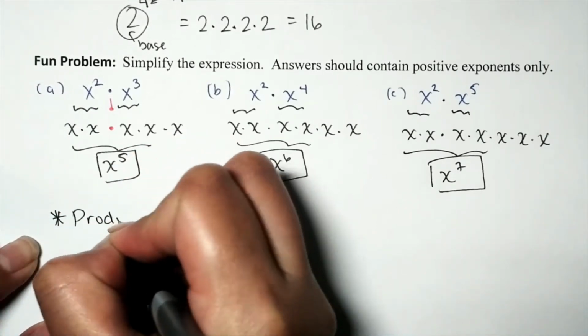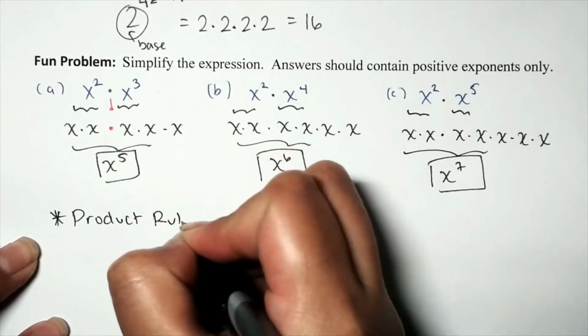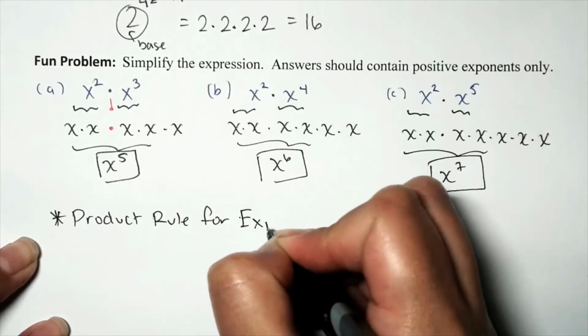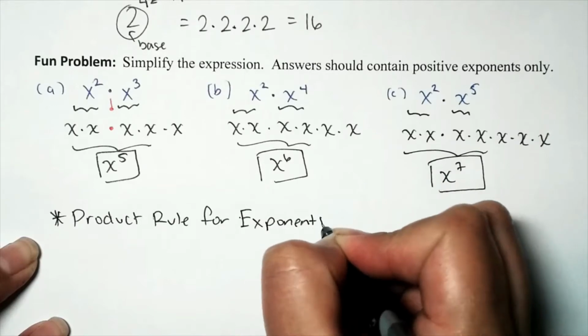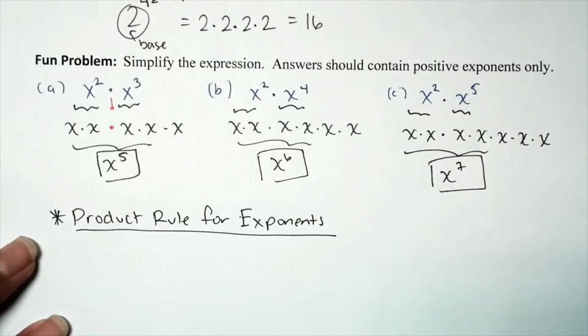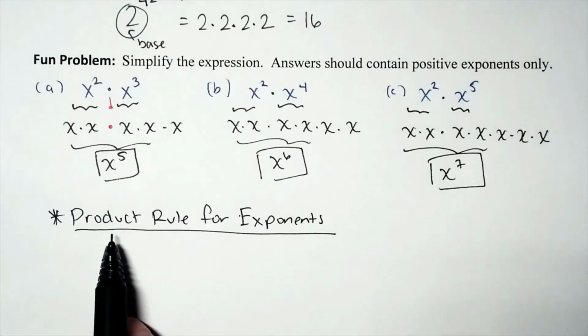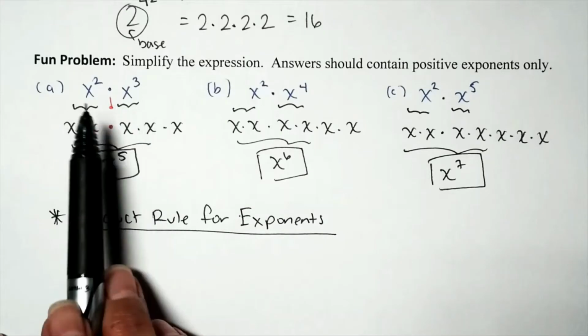Okay, product rule for exponents. Okay, why do we call it product rule for exponents? Well, because it's a rule for exponents when we have multiplication. Okay, so to be more specific, it's when you're multiplying two things that have the same base.